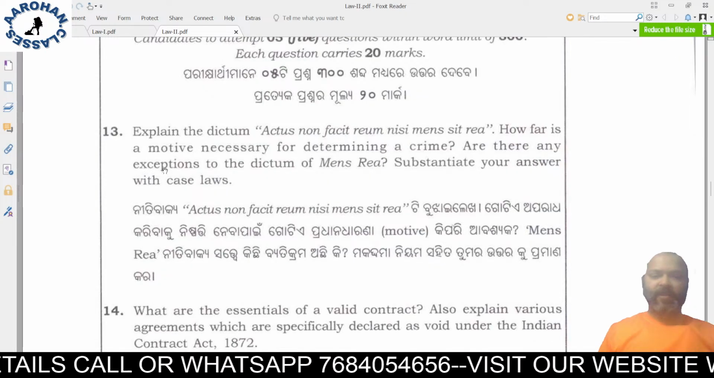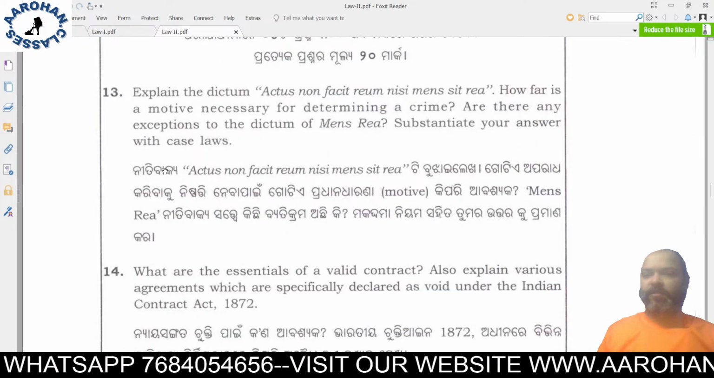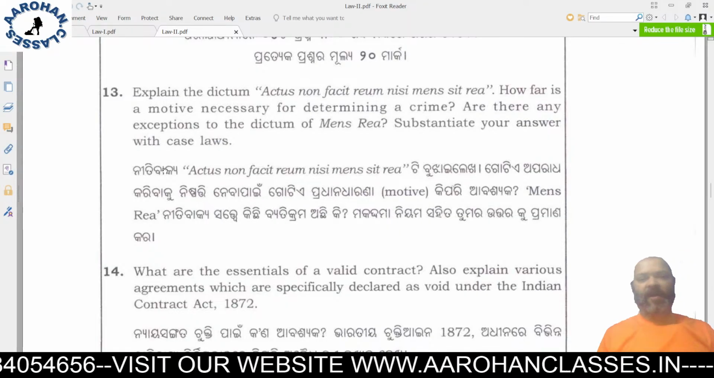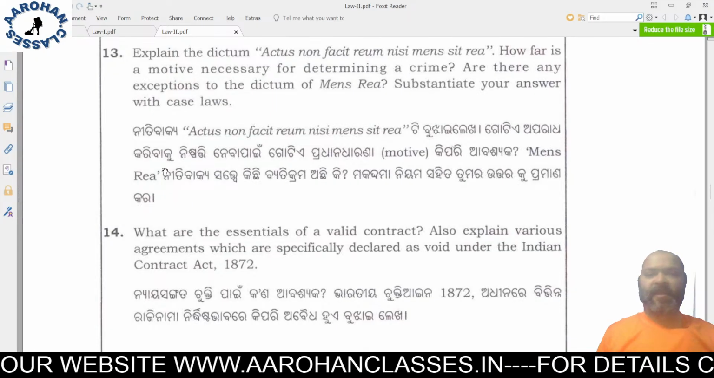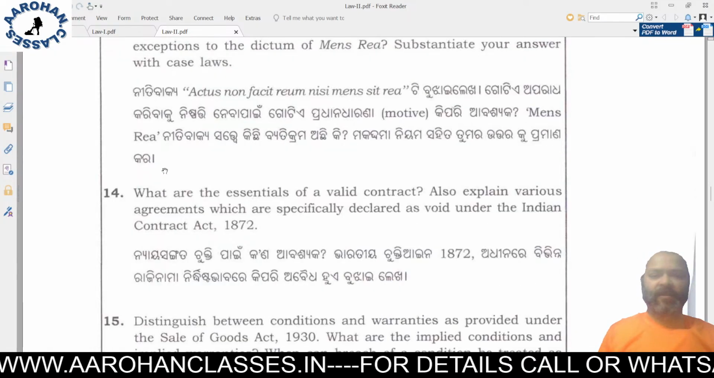Then Group B, see. Explain the dictum actus non facit reum nisi mens sit rea. How far is a motive necessary for determining a crime? Are there any exceptions to the dictum of mens rea? Substantiate your answer with case law.